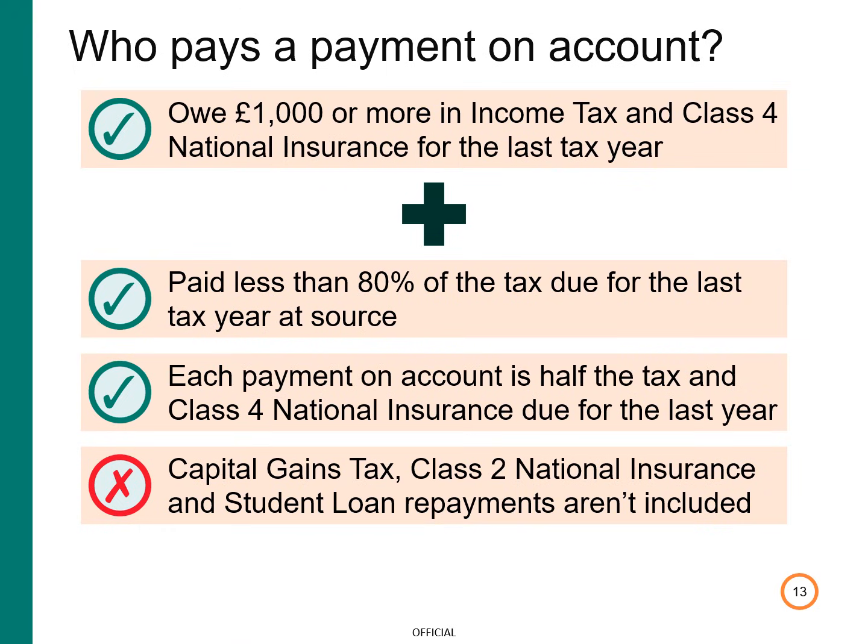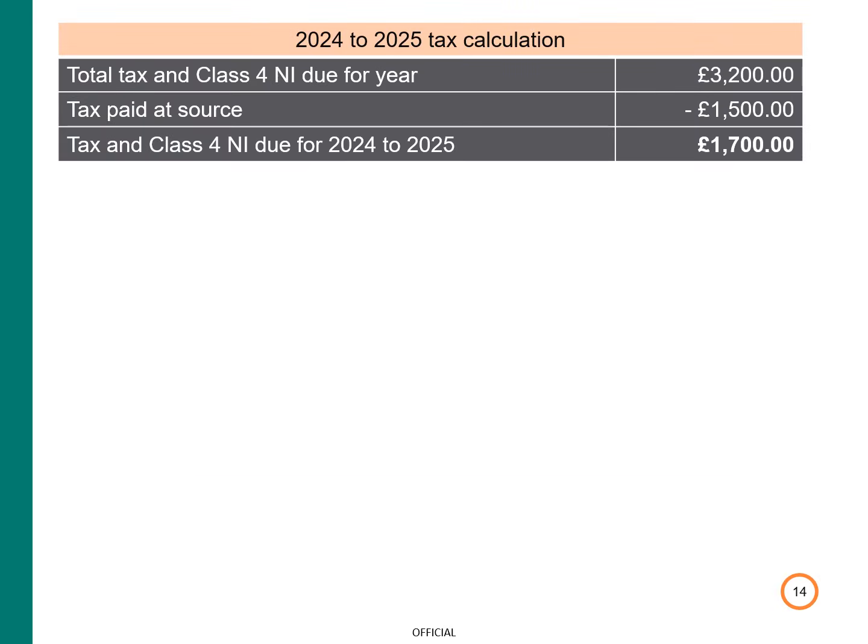The two payments count towards your final bill when you submit this year's tax return. That's the 2025 to 2026 tax return. Let's look at an example. In your 2024 to 2025 tax calculation, after deducting the tax paid at source, there's £1,700 tax and Class 4 national insurance left to be paid by the 31st of January 2026. As we said earlier, this is known as a balancing payment.